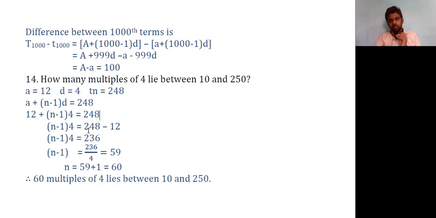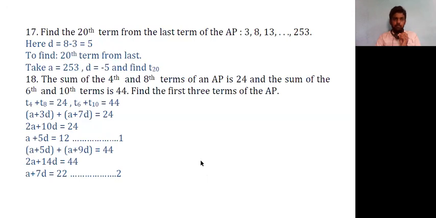n minus 1 into 4 is equal to 248 minus 12, or n minus 1 into 4 is equal to 236. So taking this 4 to the other side, n minus 1 is equal to 236 divided by 4, which is 59. So n is equal to 59 plus 1, taking this minus 1 to the other side, which is 60. Therefore, there are 60 multiples of 4 lying between 10 and 250. And question number 15 and 16, I want you to try it as assignment.